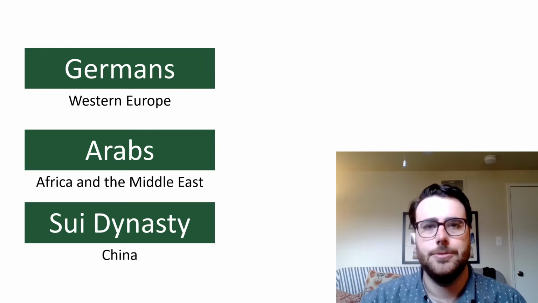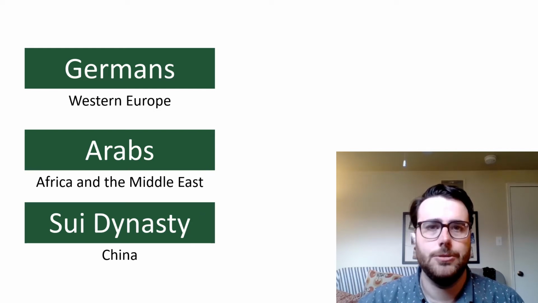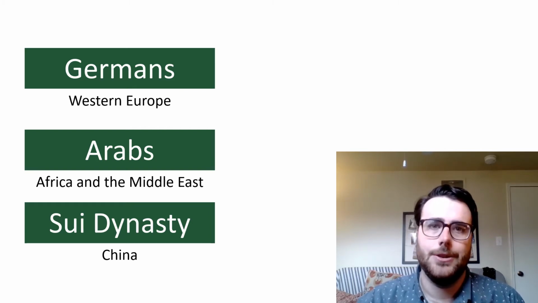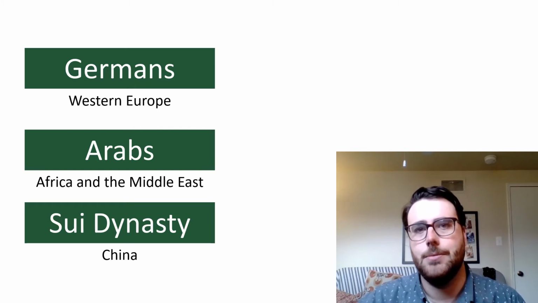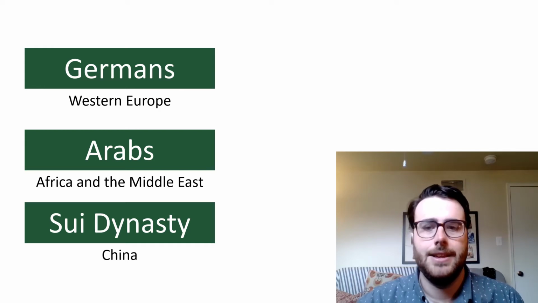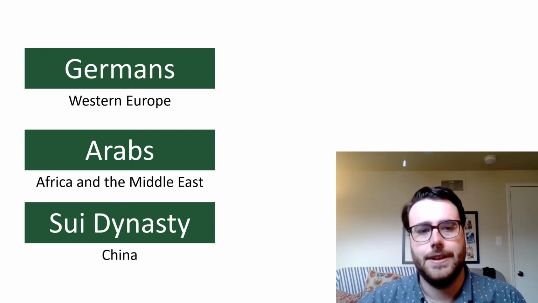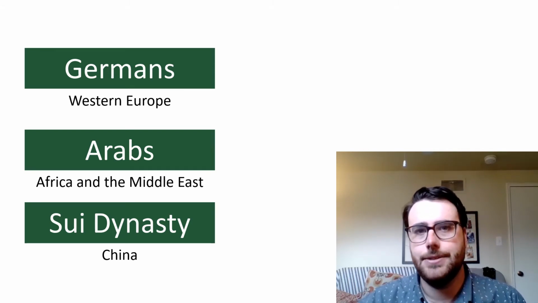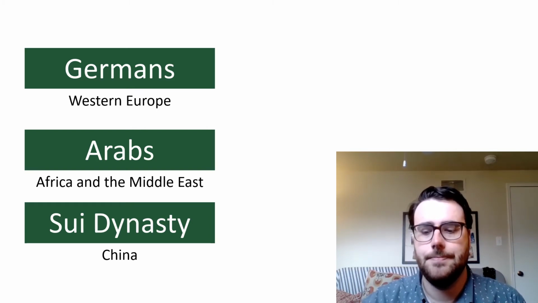Now, each of these groups has the difficulty of being kind of a new formation in the region. The Germans emigrate into Europe from beyond the Rhine River. The Arabs take over a huge chunk of territory from Iran to Spain, even though they only used to live on the Red Sea coast of Saudi Arabia. And the Sui Dynasty has to deal with merging Chinese culture and Turkish culture in a new way that hadn't been done before.